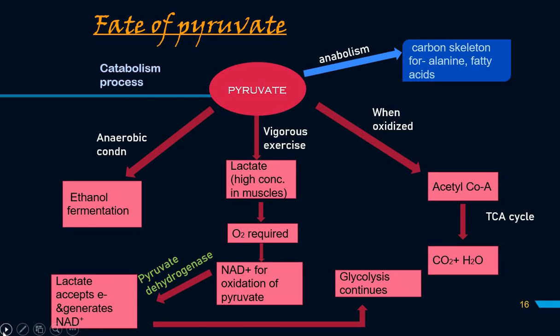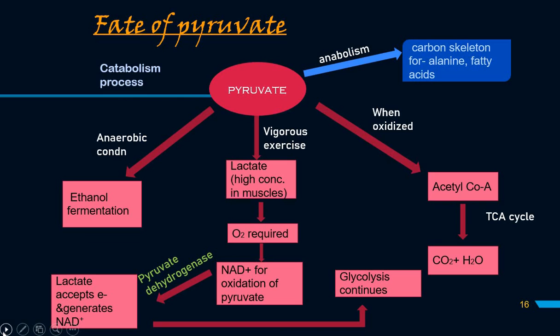So let's move into the fate of pyruvate. We have seen the enzymes, the steps, and the substrates formed. Now we are going to focus on the product formed after glycolysis, that is 2 molecules of pyruvate. What happens to pyruvate after that? We know the pyruvate will get into the citric acid cycle, but apart from that, where else is it used?